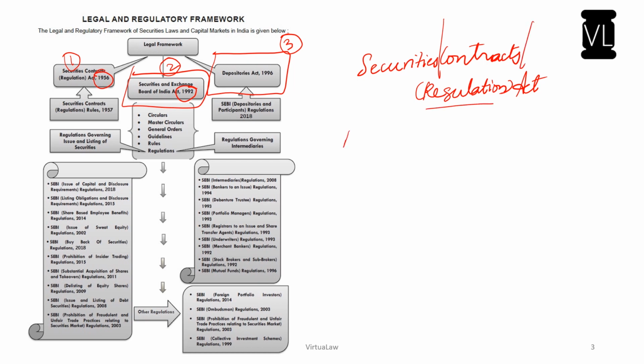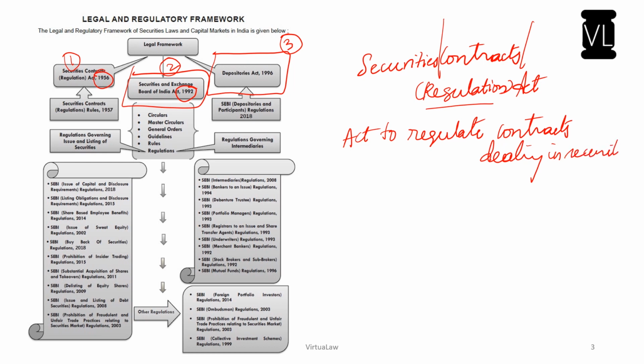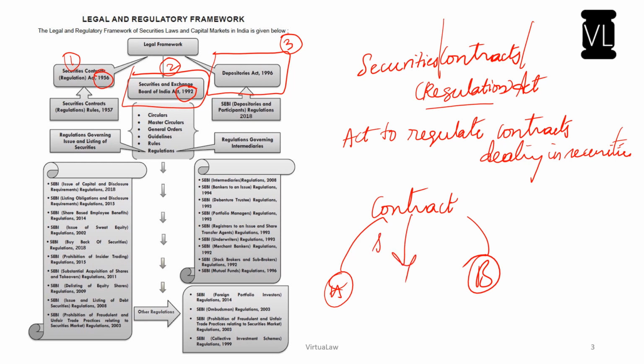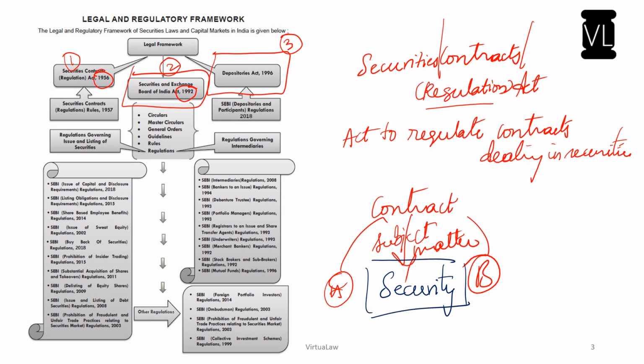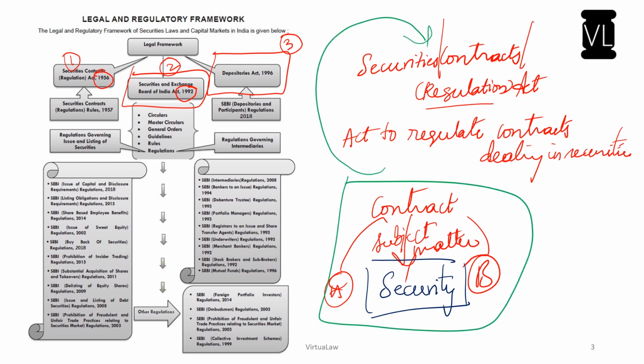So we can simply say that it is an act to regulate contracts dealing in securities, which is nothing but a contract where there are various parties, and the subject matter of the contract is security. So where the subject matter of a contract is a security, and such a contract is entered into between two parties A and B, this particular contract would come within the ambit of the Securities Contract Regulation Act.